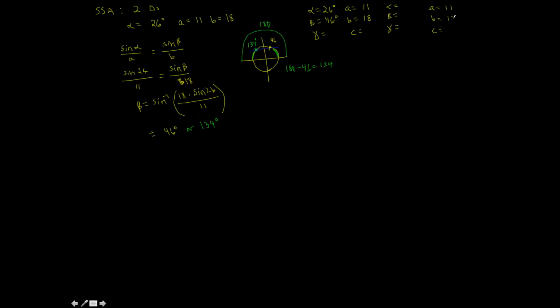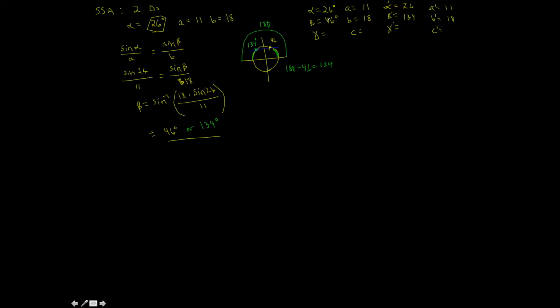11, 18, 26, 134. Now I'm going to call these over here primes: alpha prime, beta prime, gamma prime, A prime, B prime, C prime. I do that so that we can keep the triangles separated and know the difference. Alright, so here we go. We have 2 triangles because these 2 are both less than 180 when we add them to alpha.